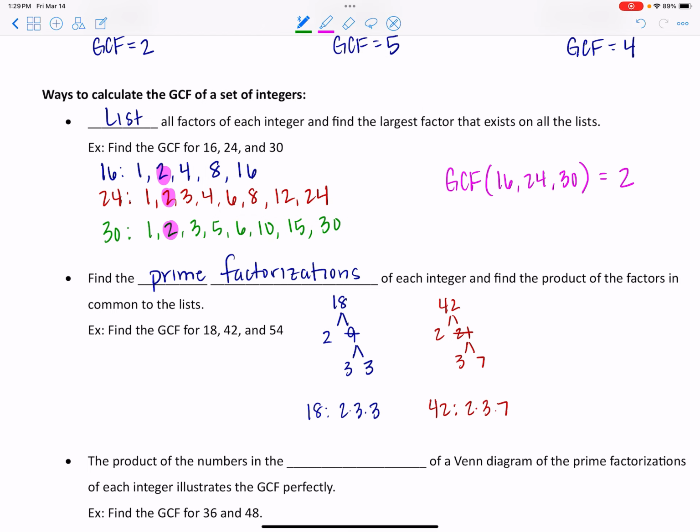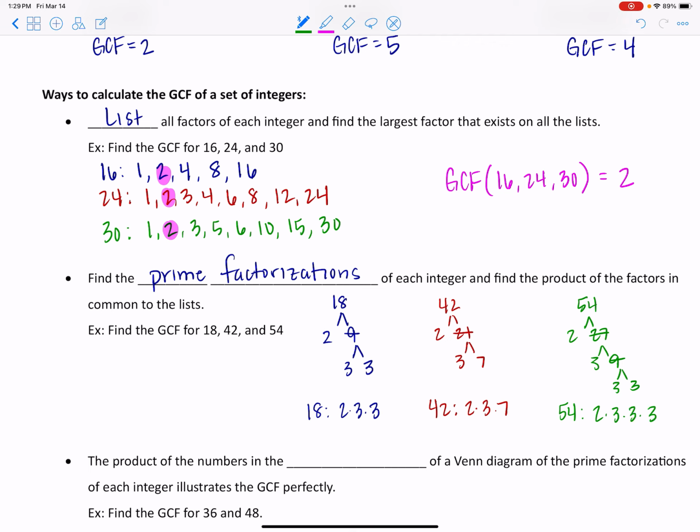And now let me break down the last number, which is 54. So 54 is 2 times 27. 27 is 3 times 9. And 9 is 3 times 3. So for 54, my prime factorization is going to be 2 times 3 times 3 times 3.